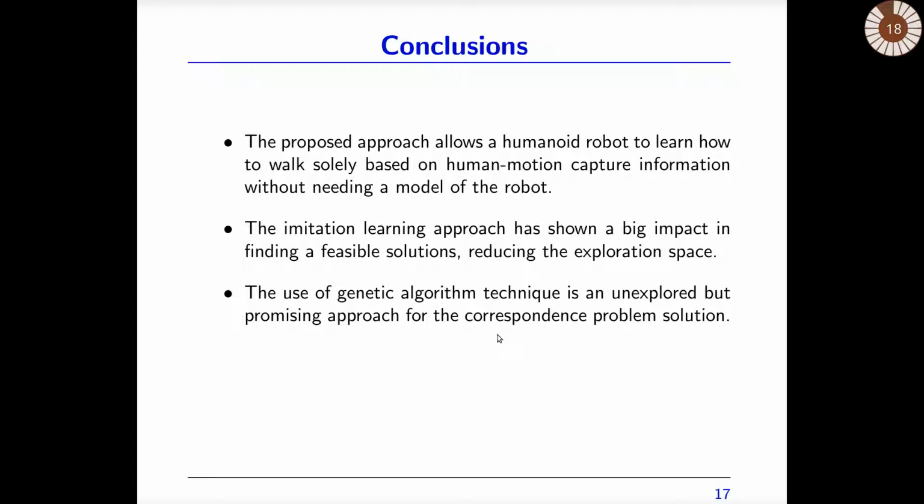Conclusions. The proposed approach allows a human or robot to learn how to walk solely based on human motion capture information without needing a model of the robot. The imitation learning approach has shown a big impact finding feasible solutions, reducing the exploration space. The use of genetic algorithm technique is an unexplored but promising approach for the correspondence problem solution.